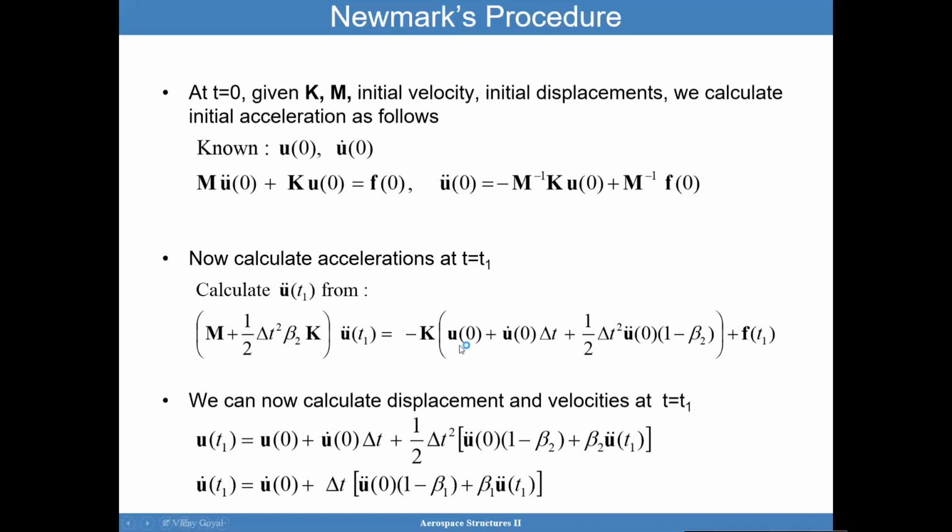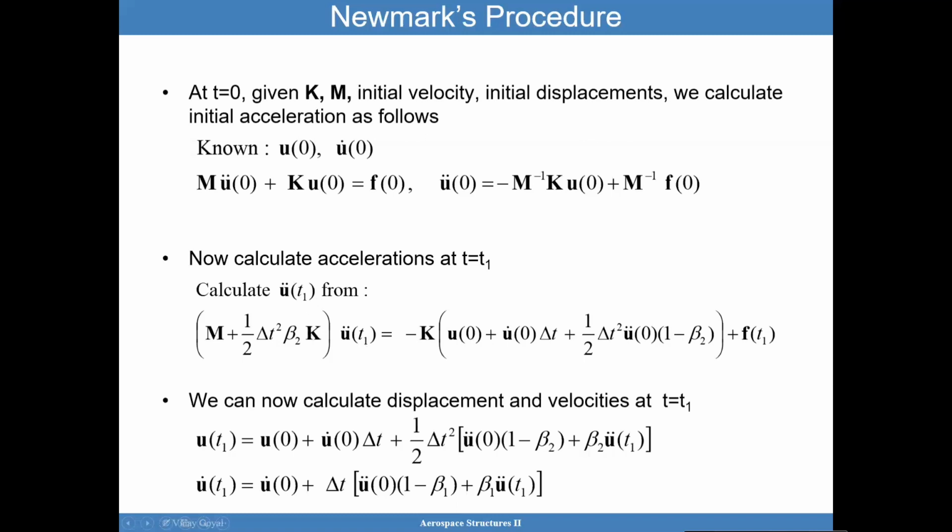U bold is known. U double dot is known from here. U dot, the velocities, are known. Delta t is known. So these are all known. Okay, that's the good news. Once I have this, and I have this because I know what forces I'm applying as a function of time, I can now solve for u double dot from here.